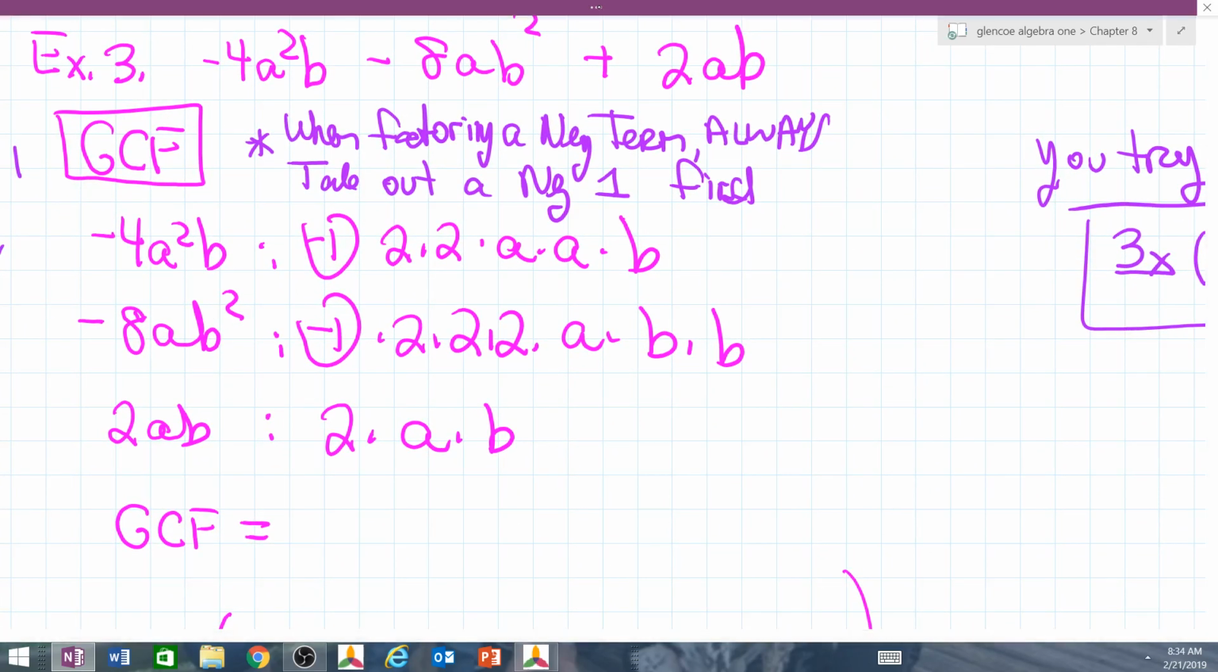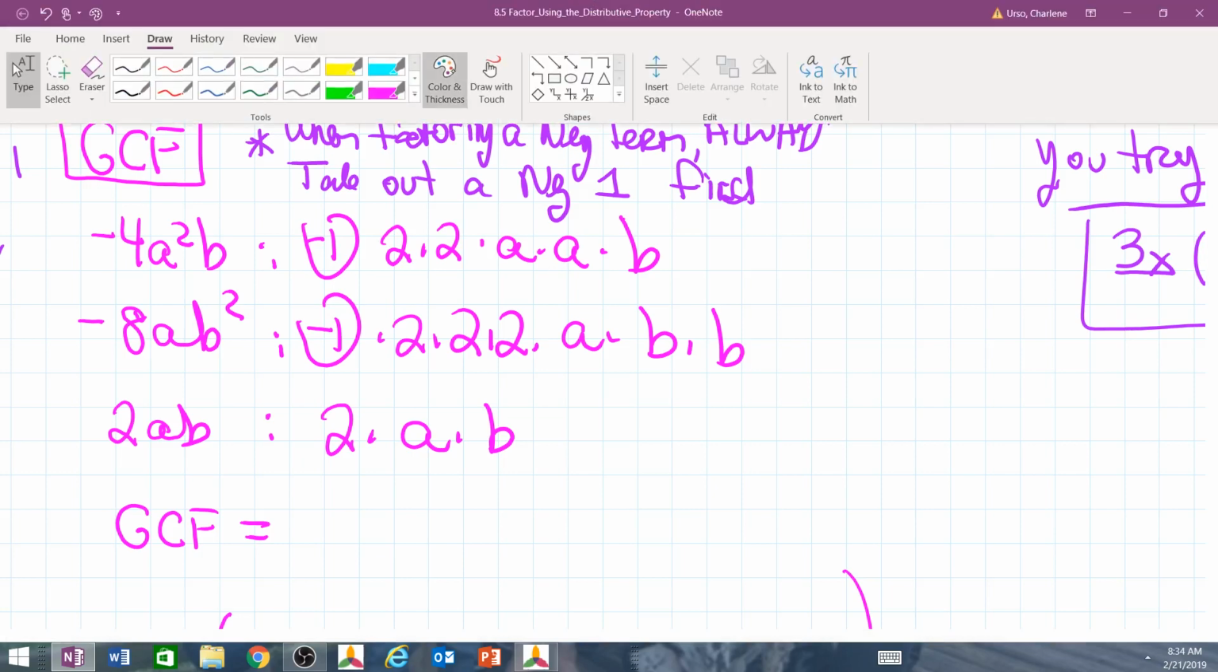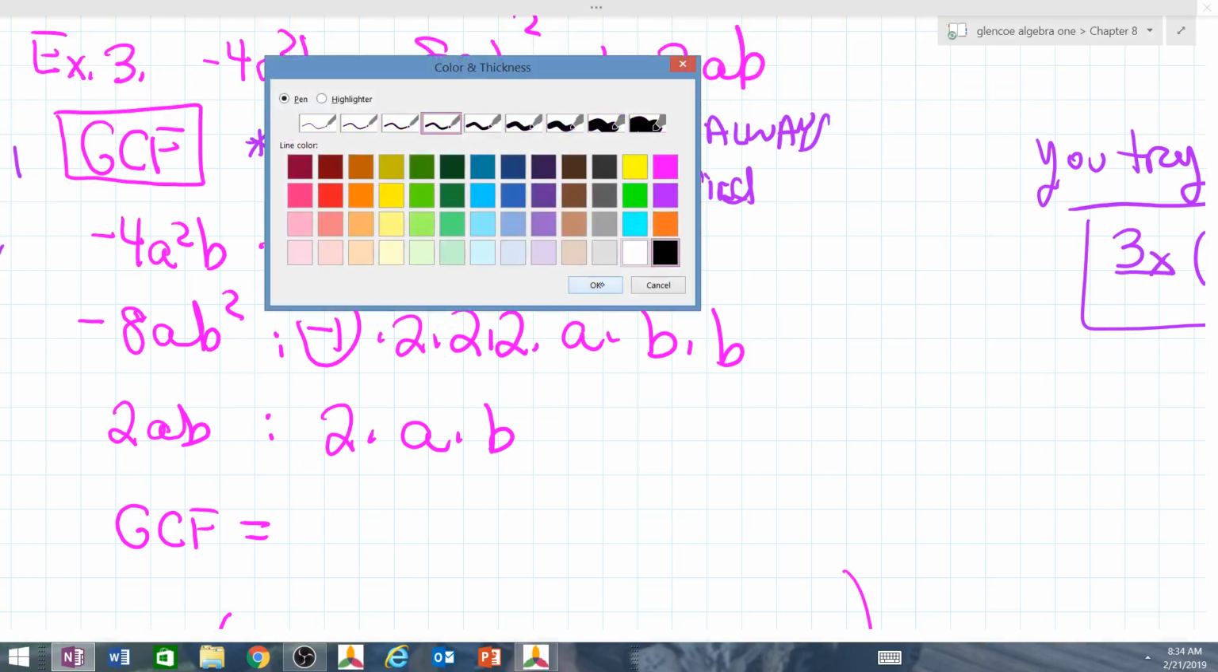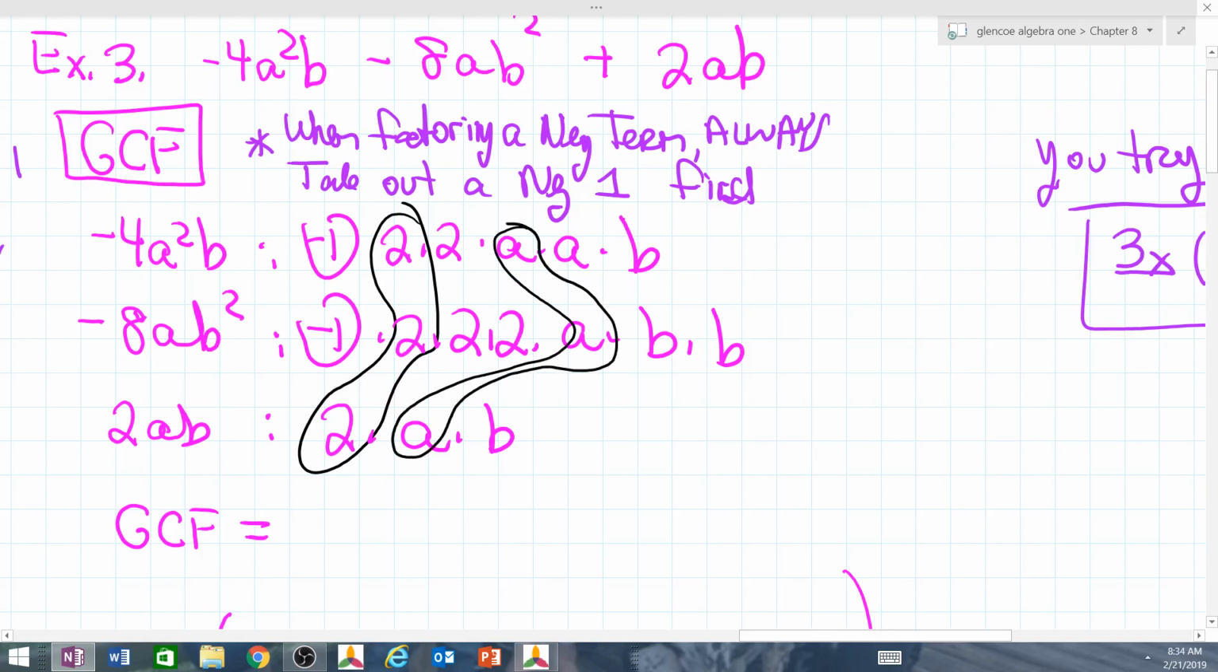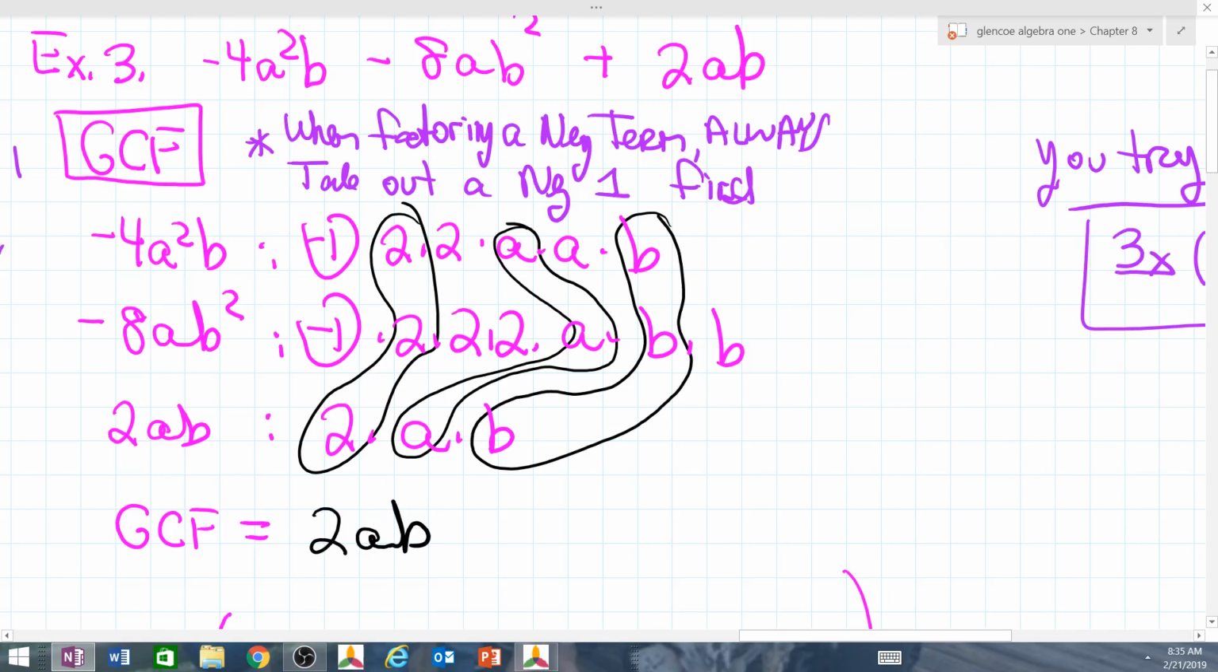In order to find the greatest common factor, we look to see what terms or what prime numbers or variables they all have in common. They all have a 2, correct? They all have an a, correct? And they all have a b. So the GCF would be 2ab.